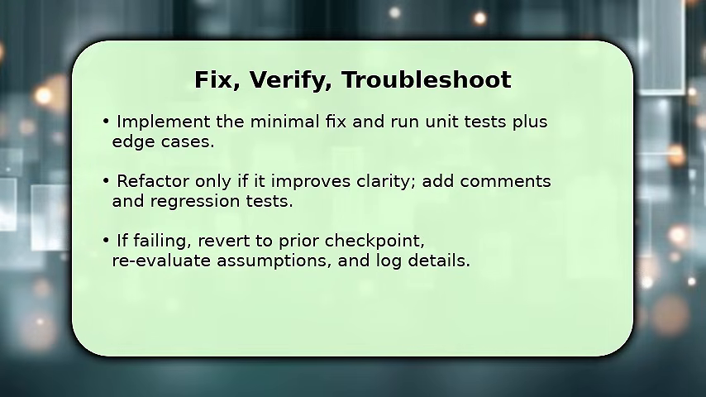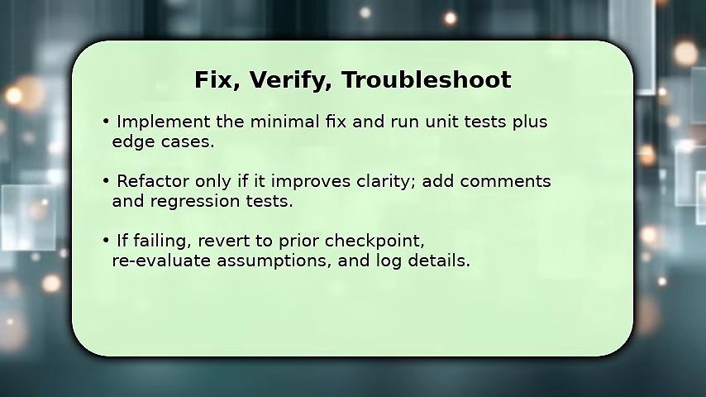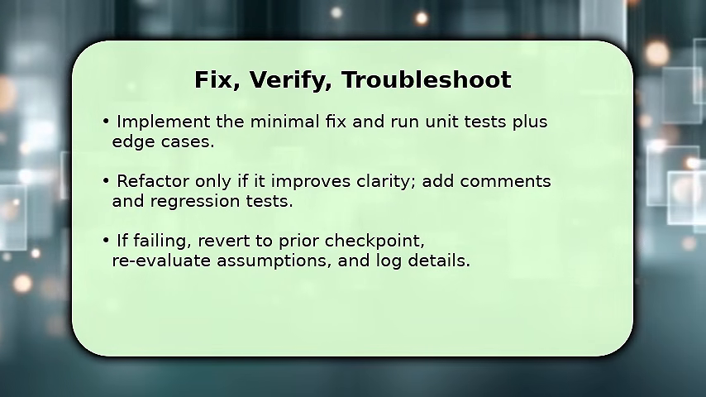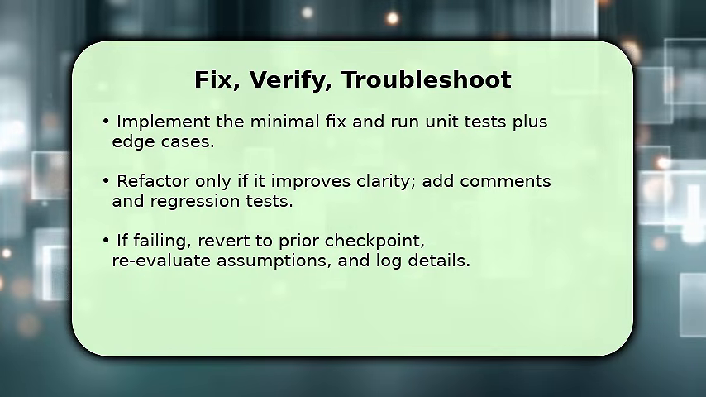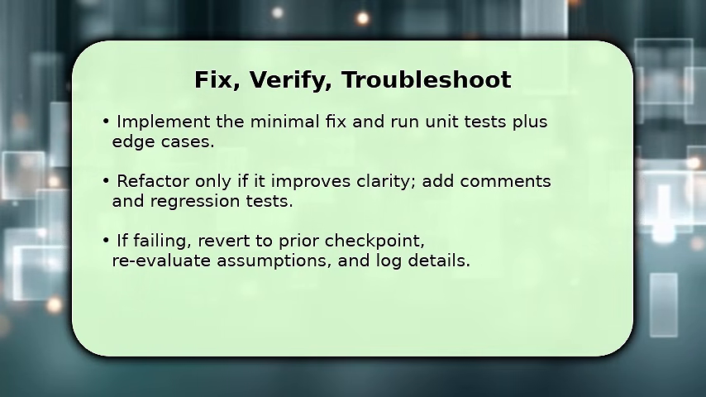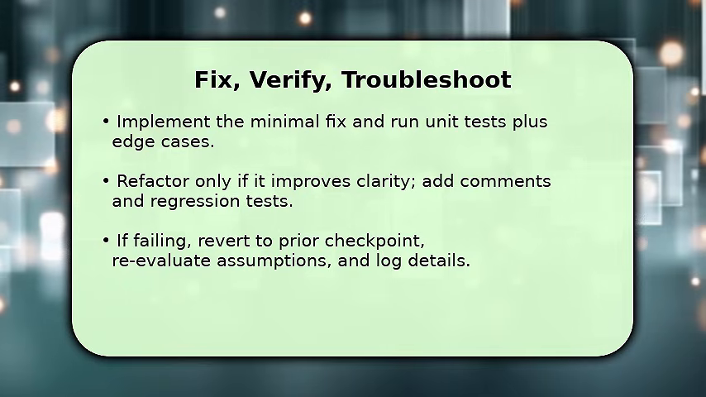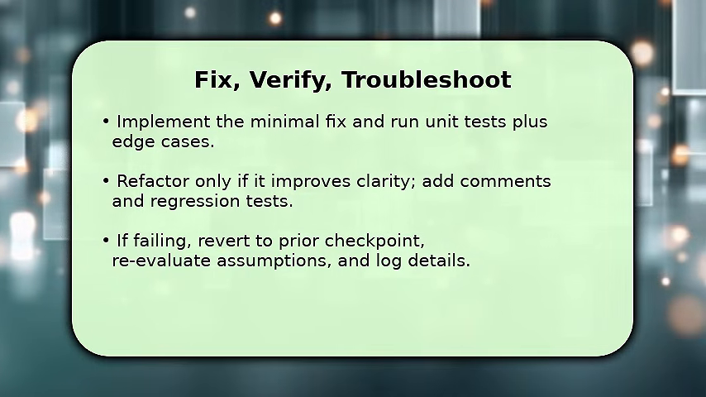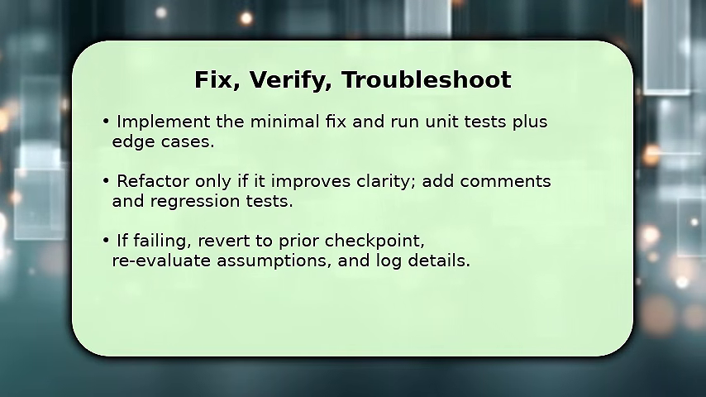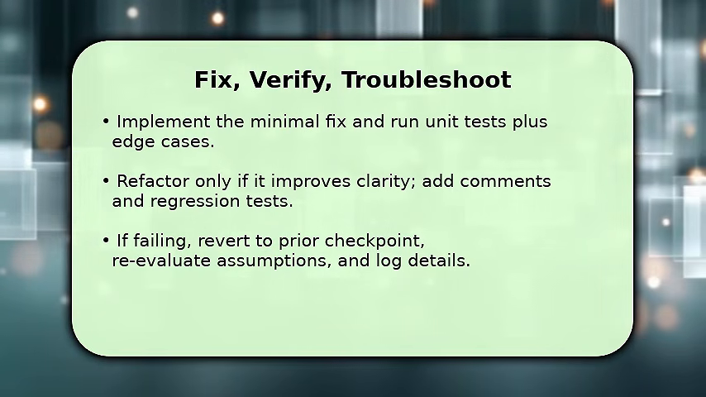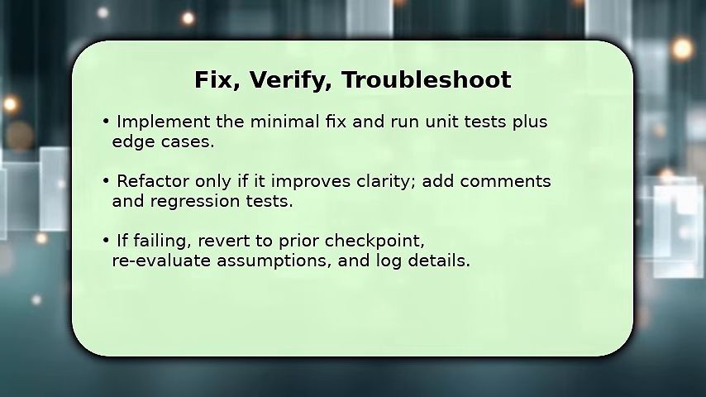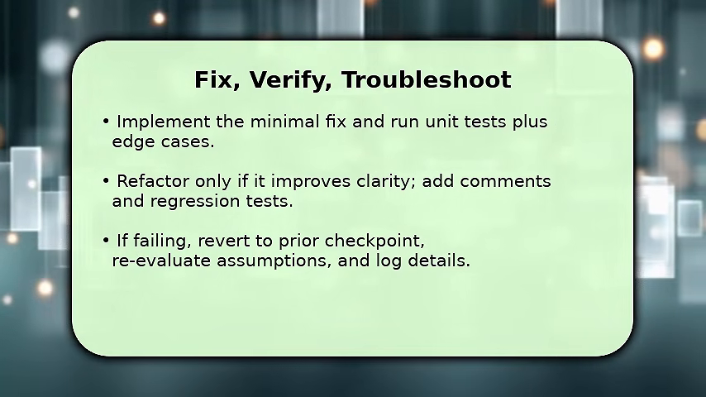You apply the minimal corrective change that addresses the confirmed cause, then run your unit tests and several edge cases to validate behavior. Make sure to add a small regression test and brief comments explaining the fix so future readers understand the intent. If something still fails, revert to the last known good checkpoint and reevaluate your assumptions, because an incorrect assumption often hides the true bug.